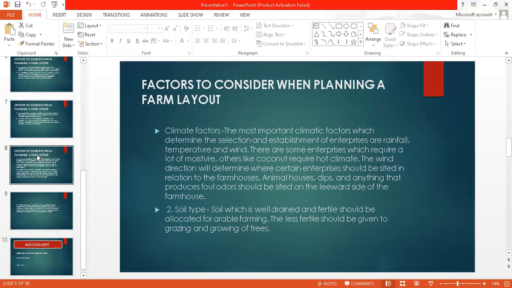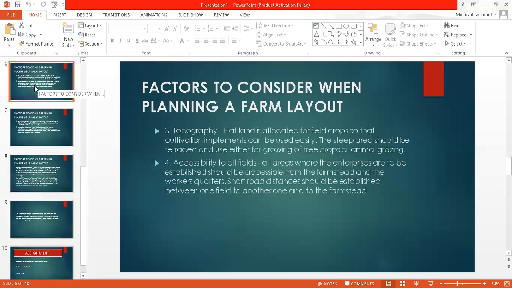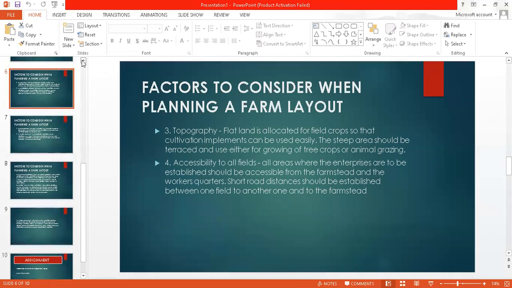So soil which is well drained and fertile should be allocated for arable farming. The less fertile soil should be given to grazing and growing of trees. Of course, don't give the more fertile soil to, for example, building of cow sheds or building of the house. The more fertile soil should be given to crops, and then the less fertile soil should be given to houses. Number three, you also need to consider the topography. So flat land is allocated for field crops so that cultivation implements can be easily used.